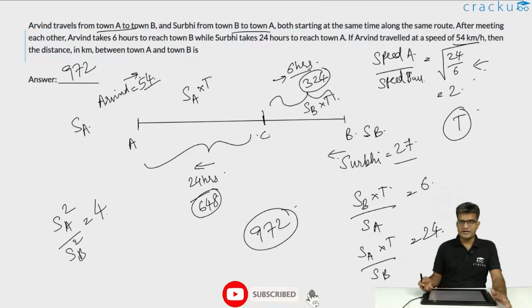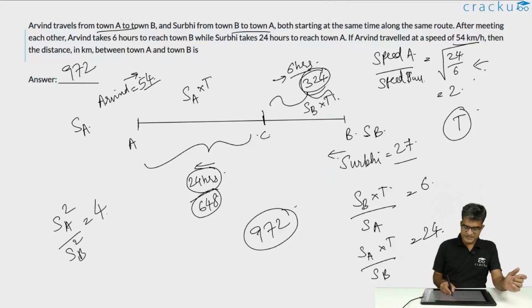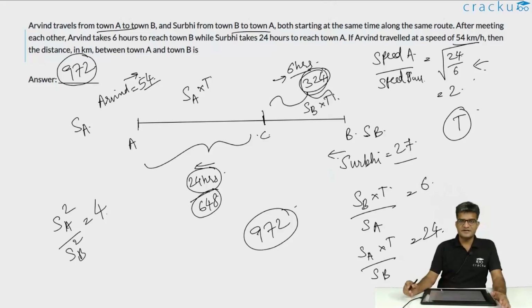If you know the formula already, just take the inverse of the square root of the ratio of the times. So if Surabhi has taken 24 hours and Arvind has taken 6 hours, the ratio of the speed of Arvind to Surabhi is square root of 24 by 6, which will be 2. Anyway, the answer for this question is 972 kilometers.